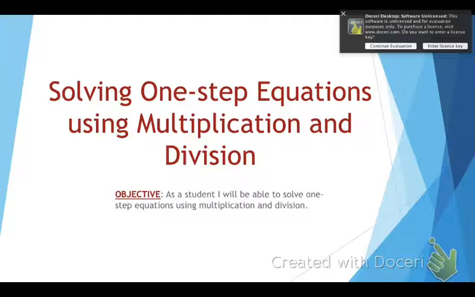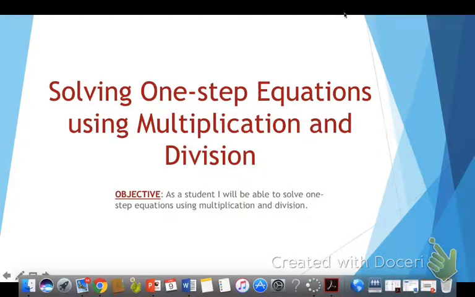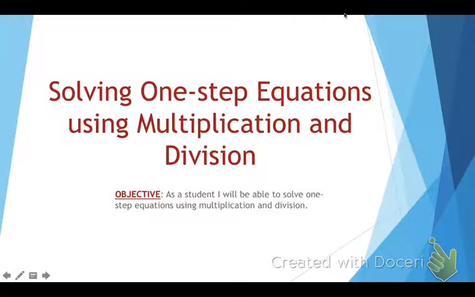We're going to draw our line. We are also going to make sure that at all times we identify our variable. We're going to isolate our variable. We're going to have the answer, and we're going to double check it.